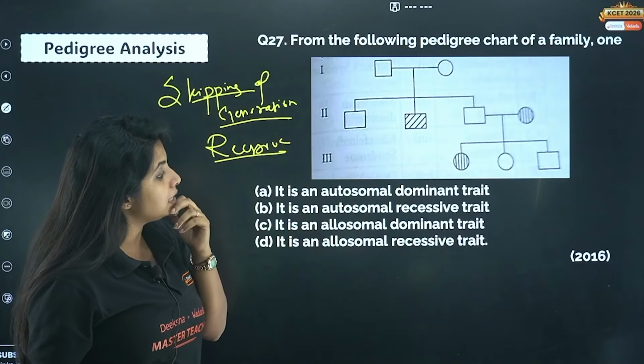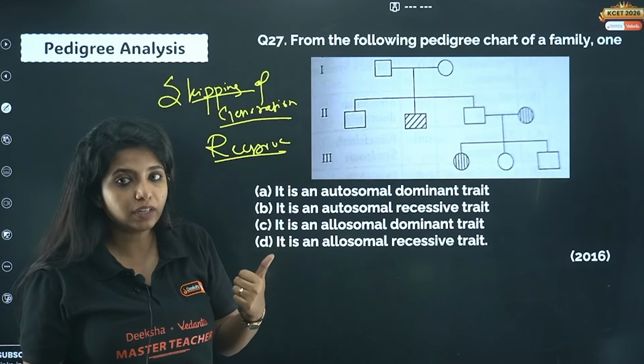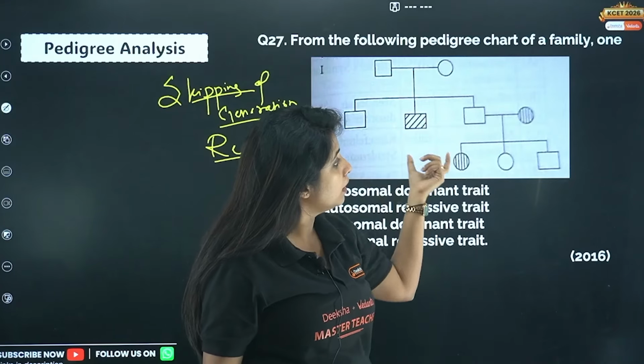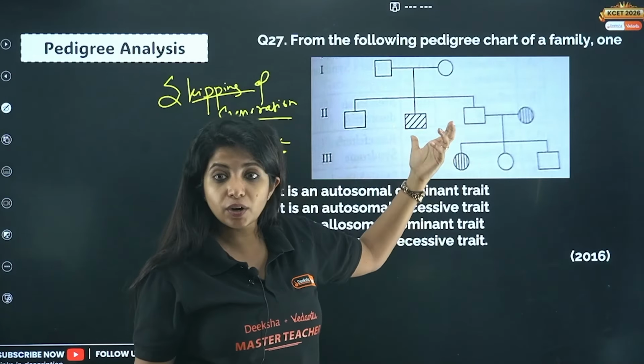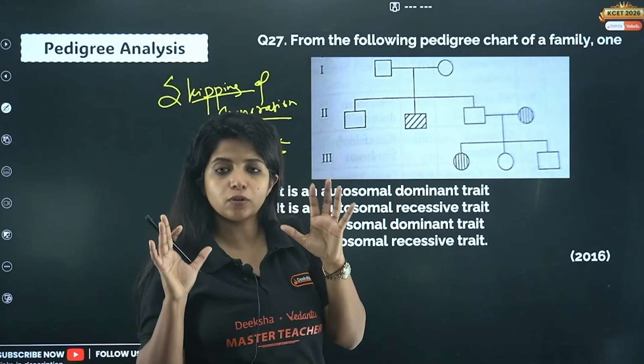Now, is it autosomal or is it allosomal? That means is it sex-linked or autosomal? How do we define that? So over here, the male and the female are mostly affected equally in this generation. Usually in X-linked disorders, the males are generally more affected.